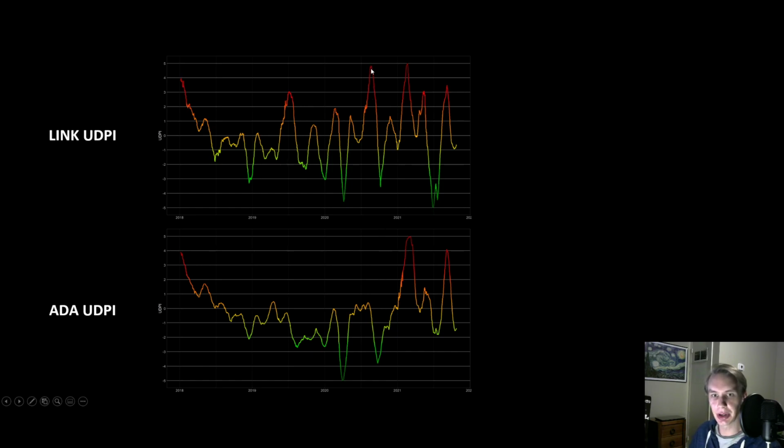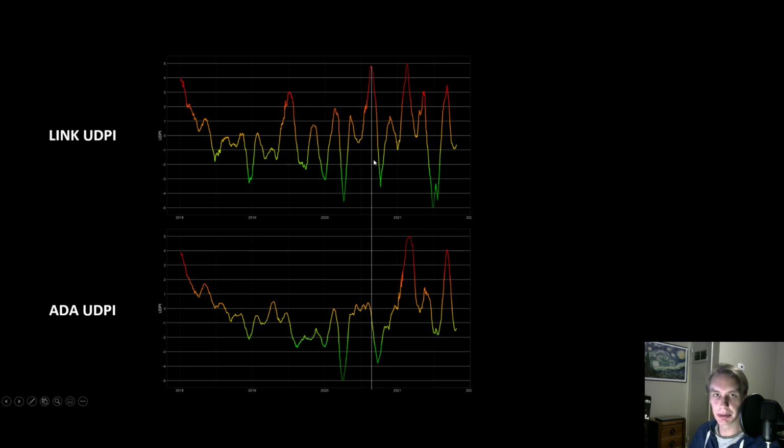And what we can see is if we draw a line straight through here, when we had this peak of the UDPI for Link, so that's when it ran up to $20, if one were following these models, one would be wanting to exit the Link market for sure at that point.